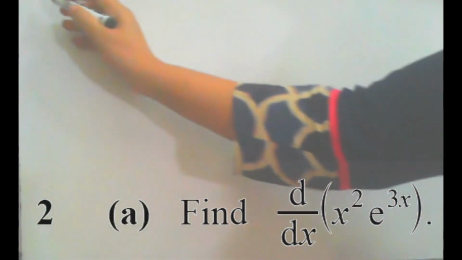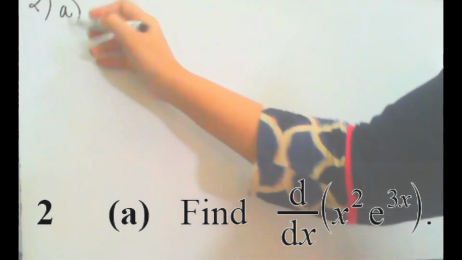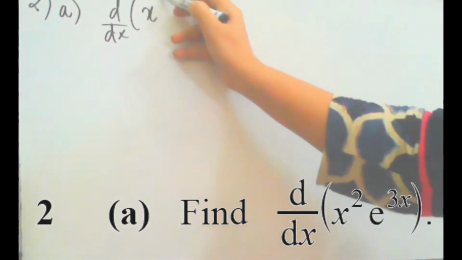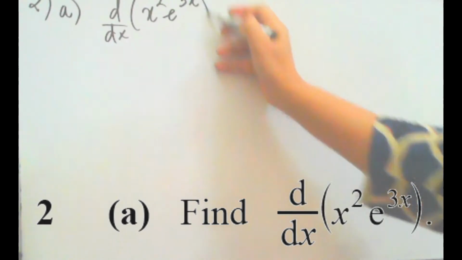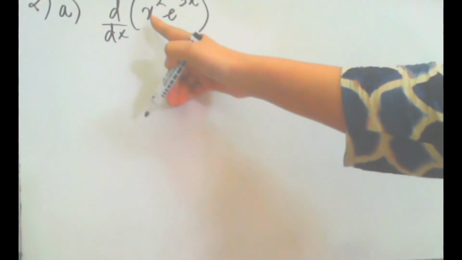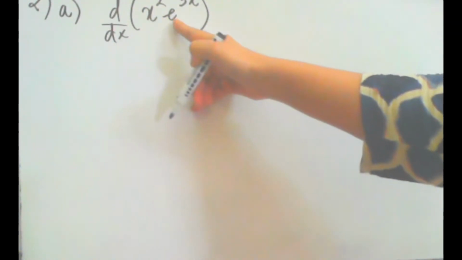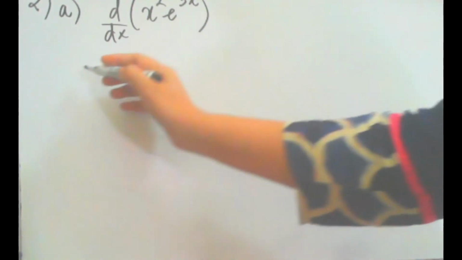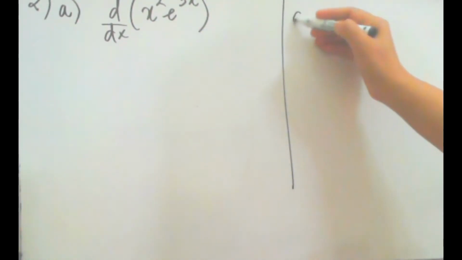Right? Going to question number 2a. Find d by dx of x square into e power 3x. As you can see, we have two different terms in x which are multiplied to each other. So we have to apply the product rule. What is the product rule?